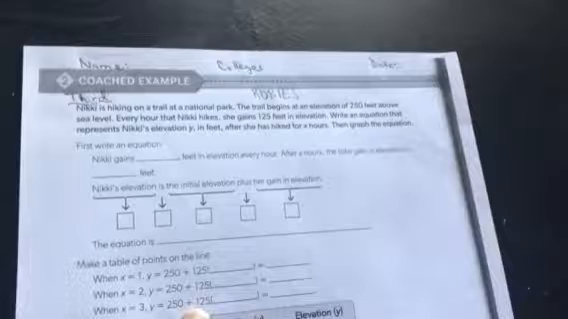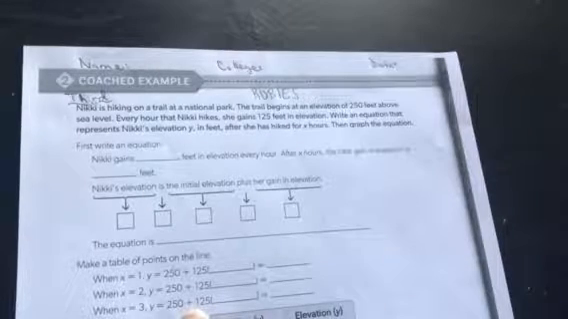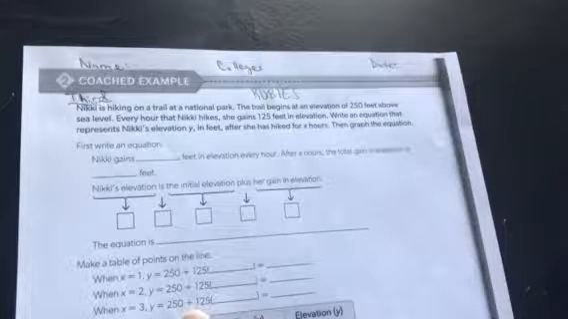Nikki is hiking on a trail at a national park. The trail begins at an elevation of 250 feet above sea level. Every hour that Nikki hikes, she gains 125 feet in elevation. Write an equation that represents Nikki's elevation, y, in feet, after she has hiked x hours. Then graph the equation. Let's read it a second time, making sure that we underline important words and box numbers.